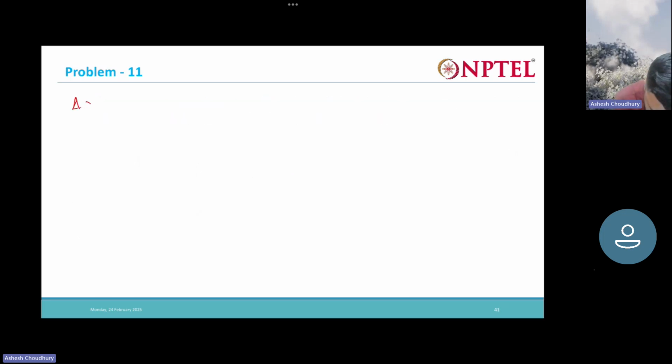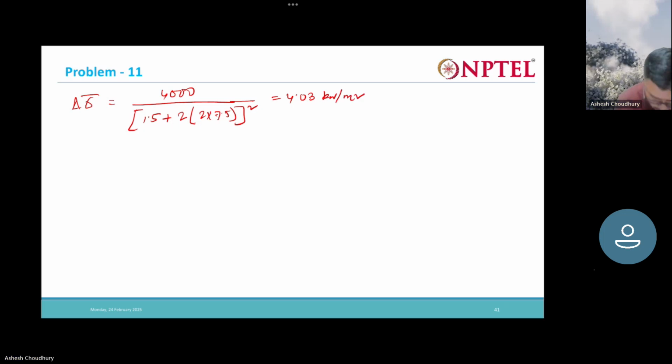So what will be the increase in effective stress? 4,000 newtons divided by (1.5 plus 2 into 7.5) square. Right? We'll get this as 4.03 kilonewton per meter square. Okay, so you check all this yourselves. Check all these problems, all the answers and results yourselves, and check the values.